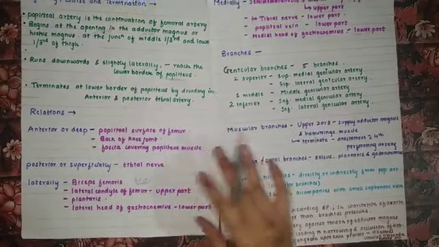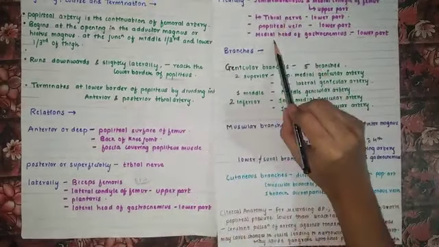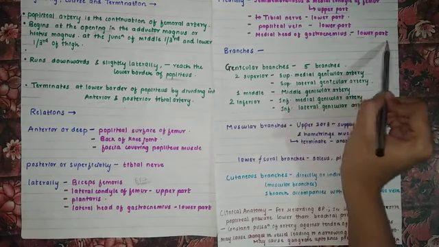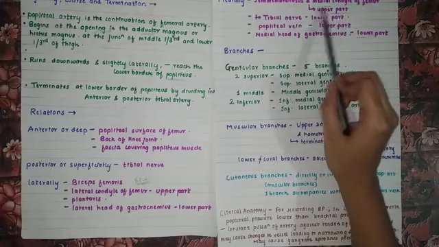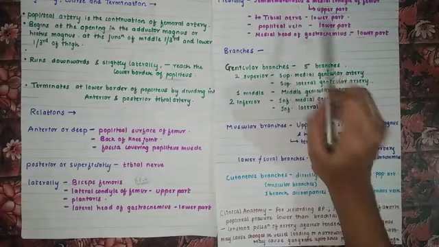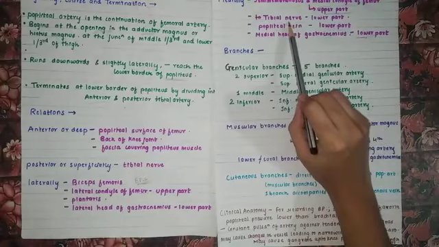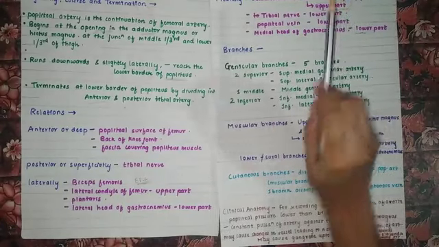Similarly, in medial relation, we have medial head of gastrocnemius in the lower part, medial condyle of the femur in the upper part. Along with it, in the upper part we have semimembranosus, and in the lower part we have tibial nerve and popliteal vein.